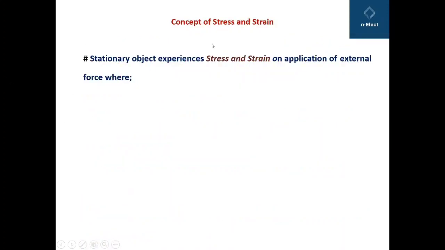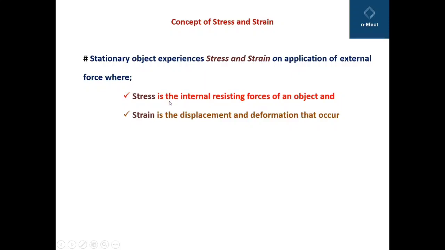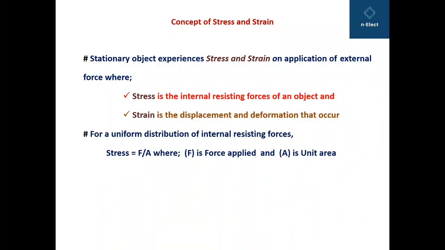Now the concept of strain and stress we are going to see. A stationary object experiences stress and strain on the application of external force, where stress is the internal resisting forces of an object, while the strain is the displacement and deformation or change in shape that occurs due to the application of force. For a uniform distribution of internal resisting forces, stress is equal to F upon A, where F is the force applied and A is unit area.